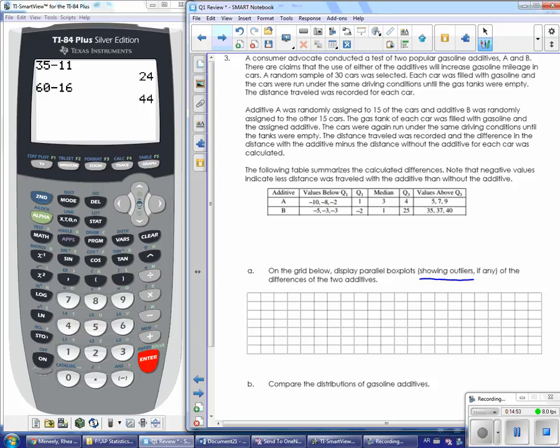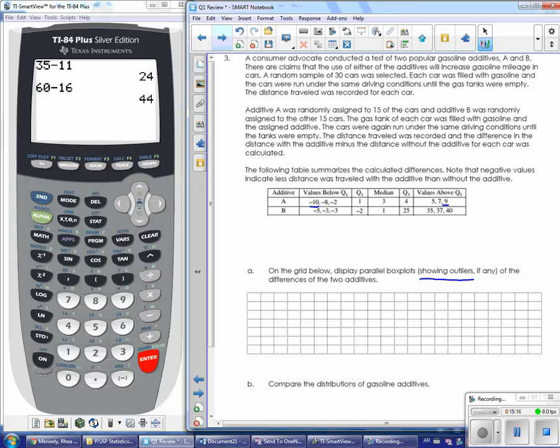So you're given the values that are below Q1, which would include the min. So here's your min. You're given Q1, the median, Q3, and then the values above Q3, which include the max. So you are given the 5-number summary in each of these distributions, and you're given just enough information to be able to determine whether or not there are any outliers.